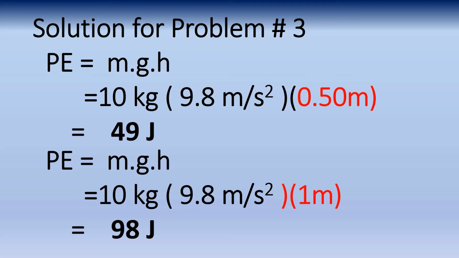So what do you observe with the amount of potential energy as the height is increased? From 49, the potential energy is 49 J if the height is only 0.5 meter. Then it becomes 98 J if the height is 1 meter. So it will increase. If the height is increased, the potential energy also will increase.